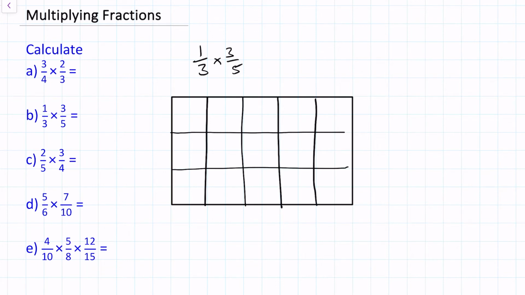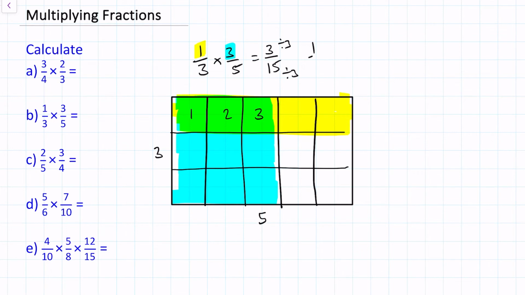So I'll begin by shading in 1/3, which is 1 row here, and then 3 of the fifths. So you can see that they overlap with 3 different cells. So this is 3, and there are 15 cells altogether. You've got 5 here, 3, so the area of that is 15. And now we can simplify this fraction. We'll divide both by 3, and we get 1/5. So we know the answer is 1/5. The written way of doing this, again, 1/3 multiplied by 3/5.